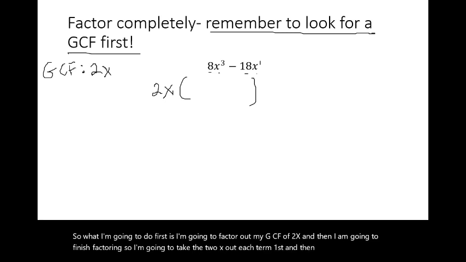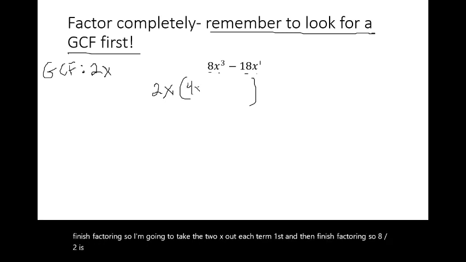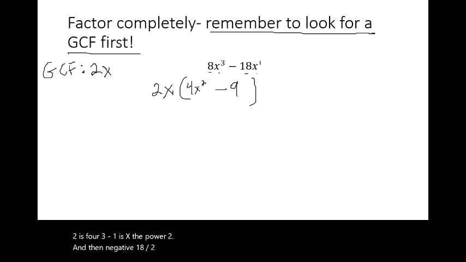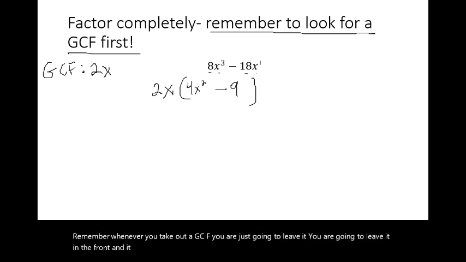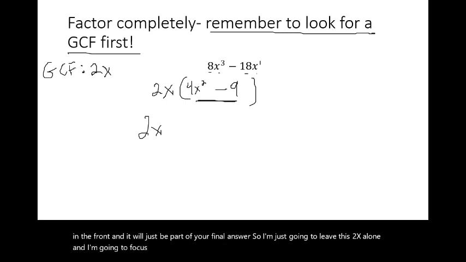So 8 divided by 2 is 4. 3 minus 1 is x to the power 2. And then negative 18 divided by 2 is negative 9. X to the power 0 cancels out. Now remember, whenever you take out a GCF, you are just going to leave it in the front, and it will just be part of your final answer. So I'm just going to leave this 2x alone, and I'm going to focus on factoring what's in the parentheses.